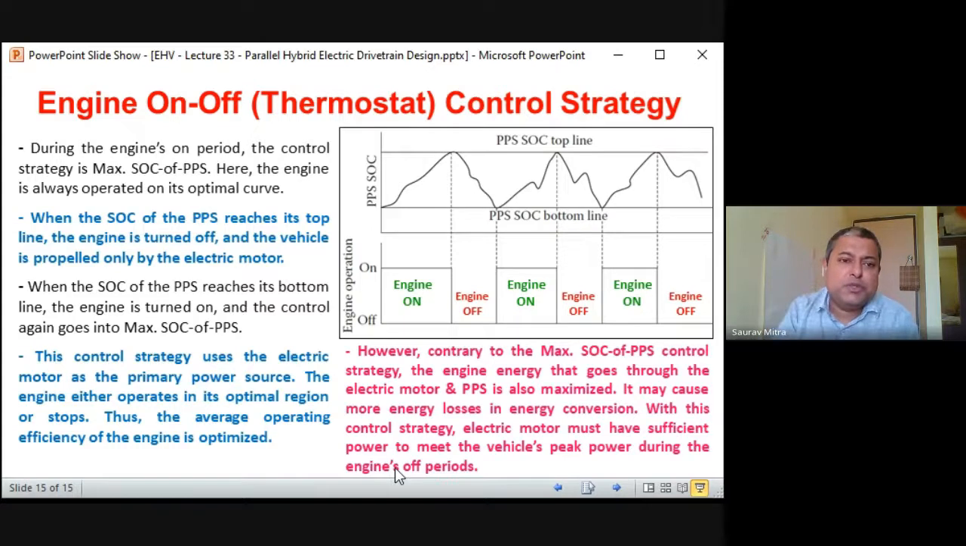So these are the two control strategies. One is max SOC of PPS and the second one is the engine on-off thermostat control strategy. These two control strategies are enough for your syllabus.